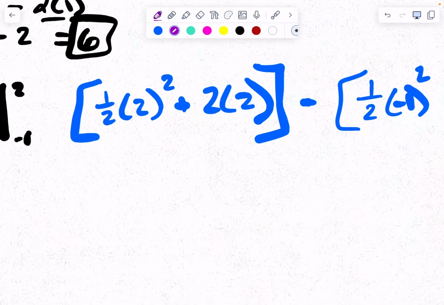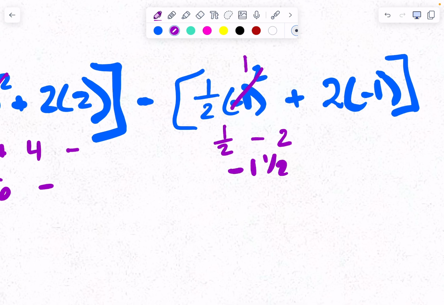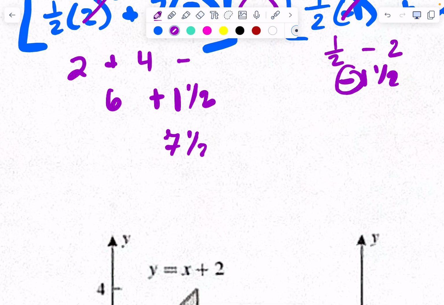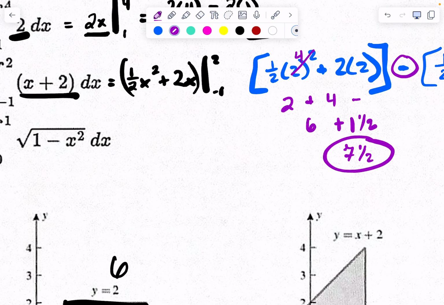All right, 2 squared is 4, half of 4 is 2, plus 2 times 2 is 4, which is 6, minus -1 squared is +1, so this is 1/2, minus 2. 1/2 minus 2 is -1.5, right? But then I have an extra negative there, so that's going to make that plus 1.5. So 7.5 is what you get. Got it? We know what we're doing, I think.